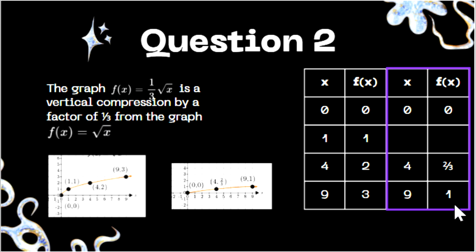And this makes sense because each f of x value is being multiplied by 1/3. So 0 times 1/3 is still 0. 1 times 1/3 would be 1/3. 2 times 1/3 is 2/3. 3 times 1/3 is 1. You can see from these graphs that here it's taller, here it's shorter. All of the y points moved closer to the x-axis because they were multiplied by 1/3.